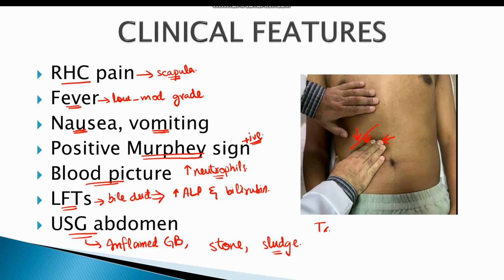The treatment of acute cholecystitis is with IV antibiotics and NSAIDs. Broad-spectrum antibiotics such as ceftriaxone is mostly used, and the patient is always treated as an emergency case in the inpatient. Once the infection settles down, the definitive treatment is surgical removal of the gallbladder, also known as cholecystectomy.